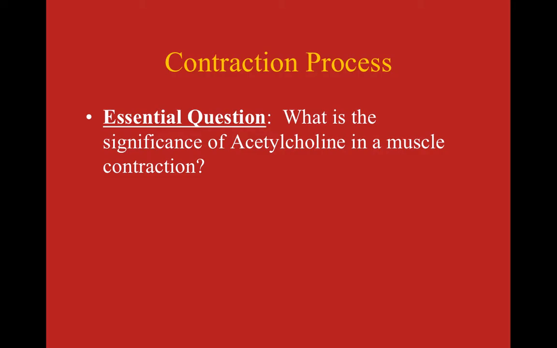Hey everybody, this is our next section of notes over the contraction process. So we're going to be looking at the microscopic level in terms of what is happening inside our muscles as they go through contraction. Your essential question for today is, what is the significance of acetylcholine in a muscle contraction? We know from our vocabulary that acetylcholine is a neurotransmitter, but what part does it play in a muscle contraction? As we go through the notes, you will be able to answer that question.